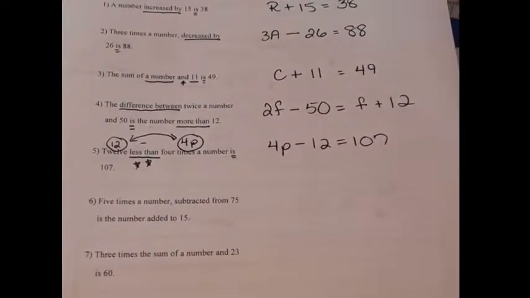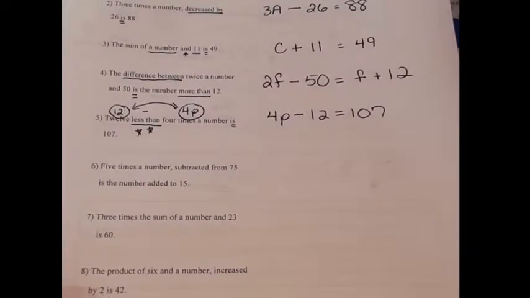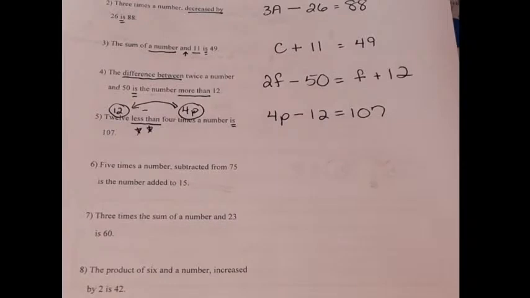Let's take a look at number 6. 5 times a number subtracted from 75 is the number added to 15. Take a couple seconds, type that into the chat. Let's see what you get. Excellent, Doc. That is fantastic.